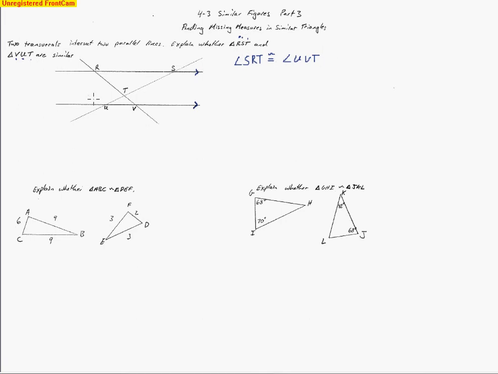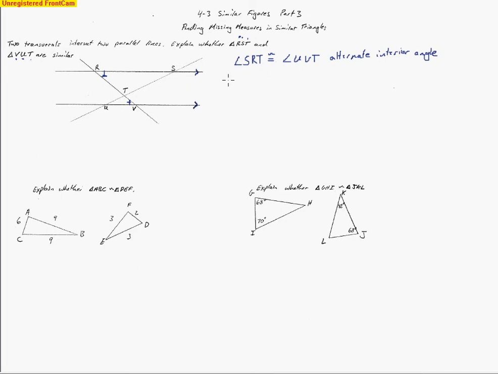And the reason I say those two are congruent is because if you look at it, SRT is this angle right here, and then UVT is this angle right here. And since we have parallel lines and a transversal, these two angles are the same because they're alternate interior angles. And so that's what we write down here: alternate interior angles. So we have to state a reason why we're saying they are congruent.